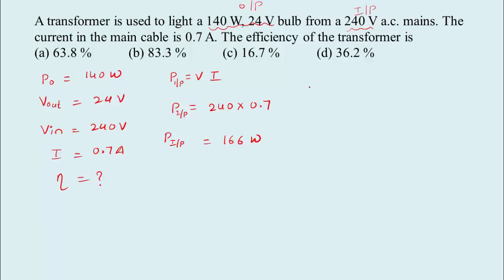Now we want efficiency. We have the equation, efficiency is output power with respect to input power. Substituting the values, output power is already given, that is 140. Input power we got 168. So we get the answer 83.3%. Right? 83.3% means option B is right.